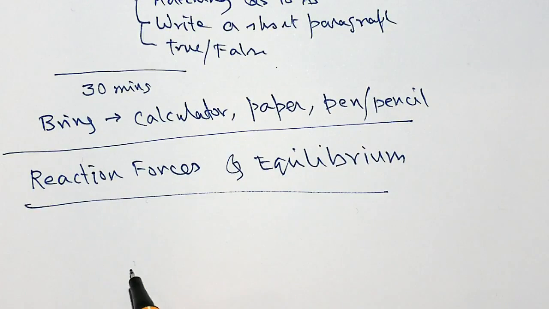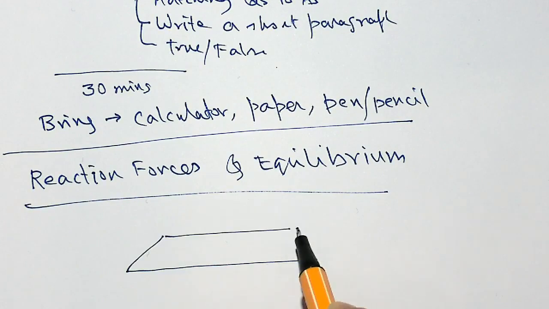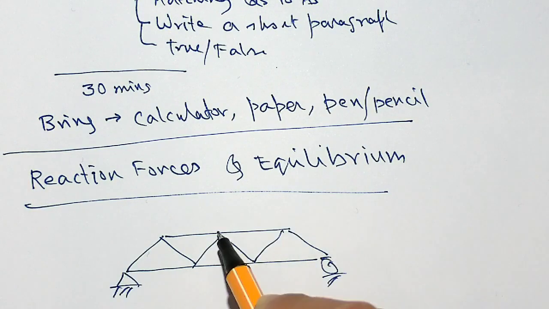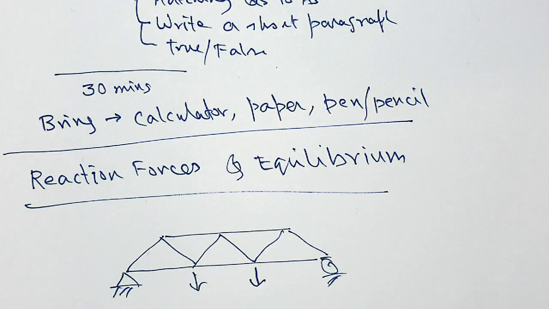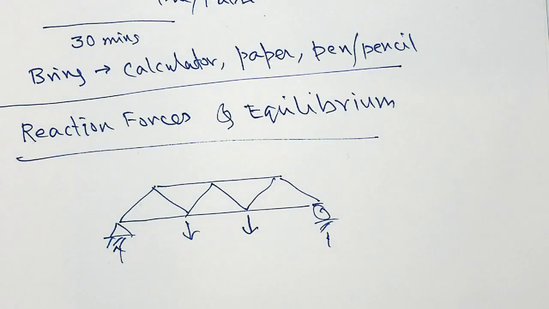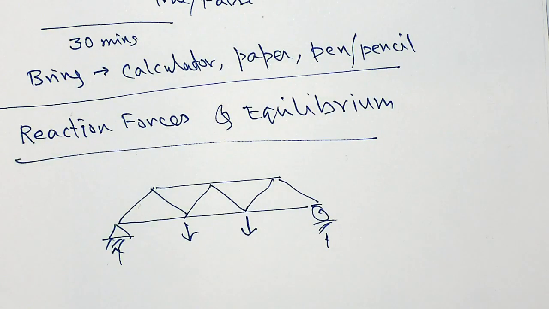So, no trusses, but I may give you a problem like this. I may give you a truss, and I can give a force like here, two forces, and I ask you to find the reaction forces. So I'll not ask you to find the member forces, but I may ask you to find the reaction forces at the support. Okay? So the reaction forces and equilibrium you need to be able to solve. It's not the member forces joint by joint you need to do, but you need to get the reaction forces.